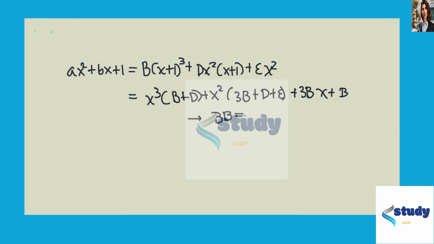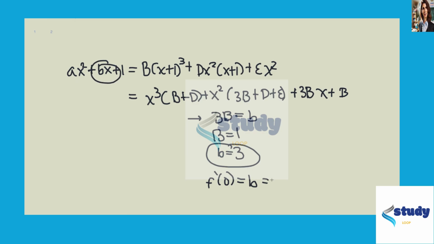And then we end up with 3b equals little b. A large B is 1. So that gives us b equals 3. And that's exactly what we wanted because remember from the previous page, we wanted f prime of 0. We knew that was b, the b over here in front of the x. And we just found that value of b. That gives us 3. And that's our final answer.